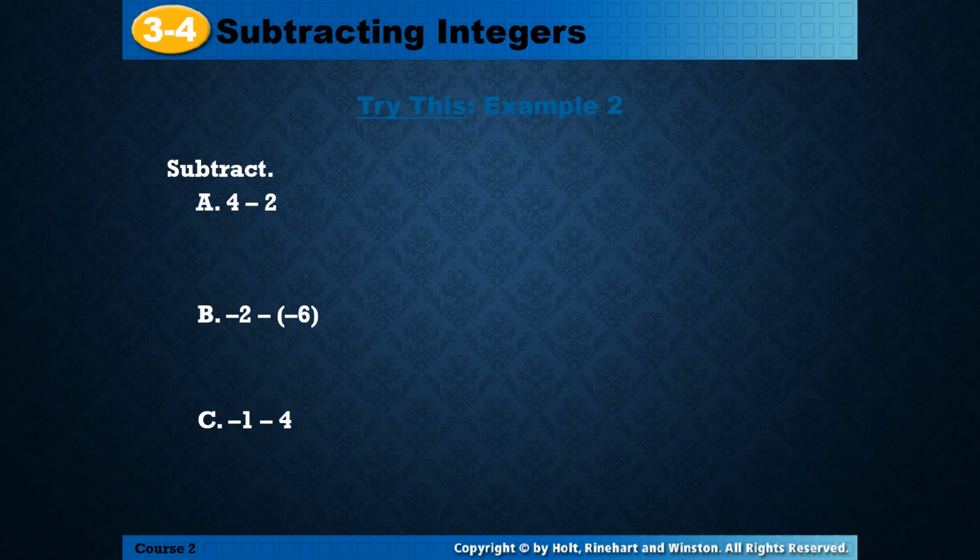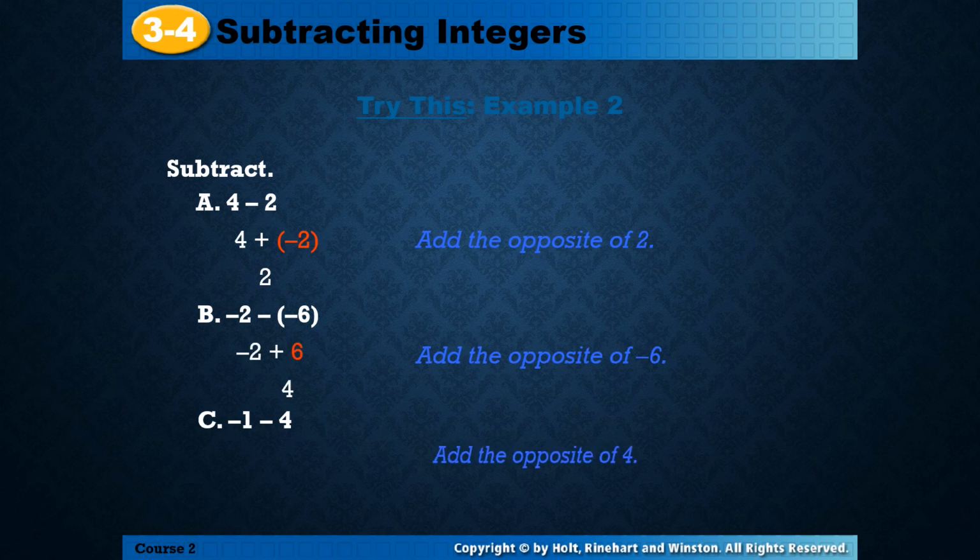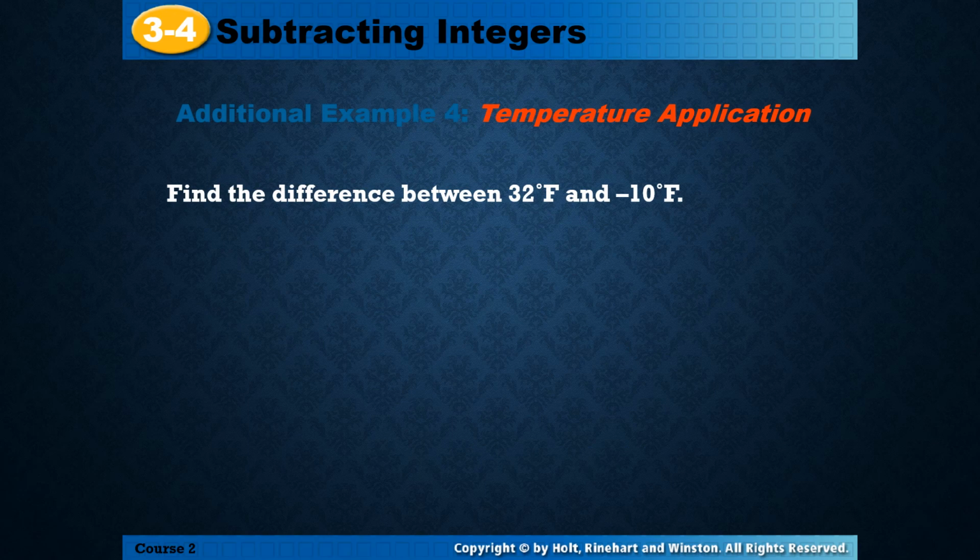There are a few more examples here. One is 4 minus 2. Okay, add the opposite of 2. Here the way they have given is adding. So 4 plus minus 2 is 2. Next is minus 2 plus 6 is plus 4. Next is minus 1 minus 4, that is minus 5.